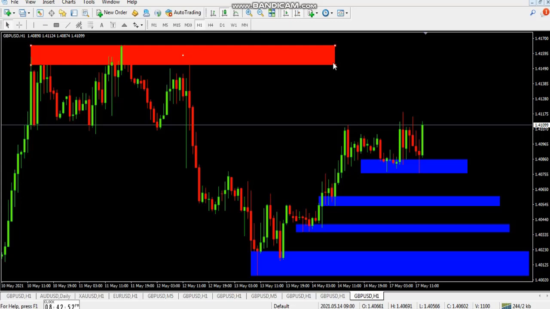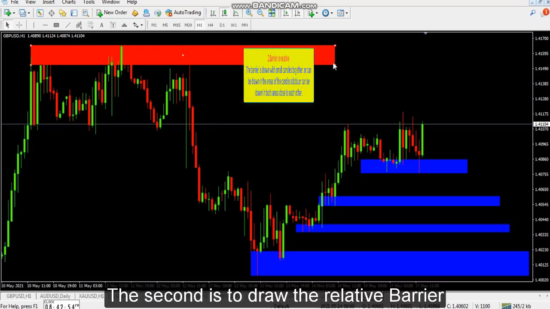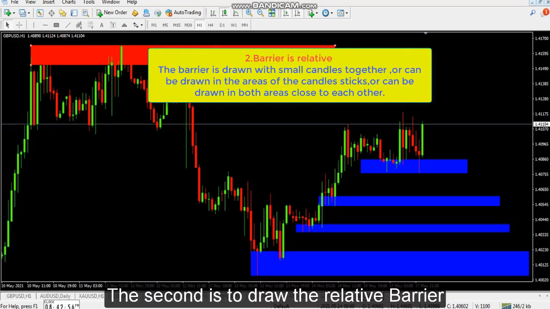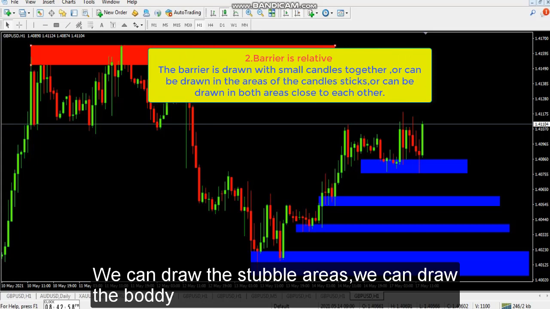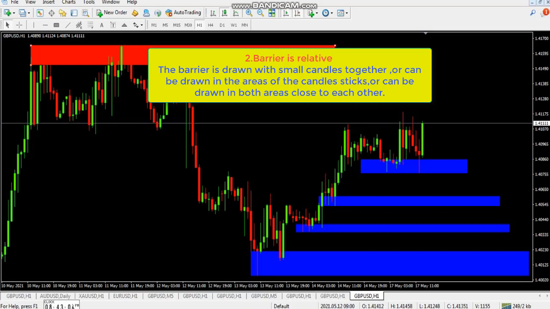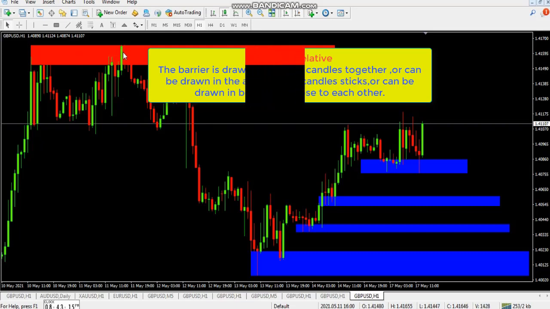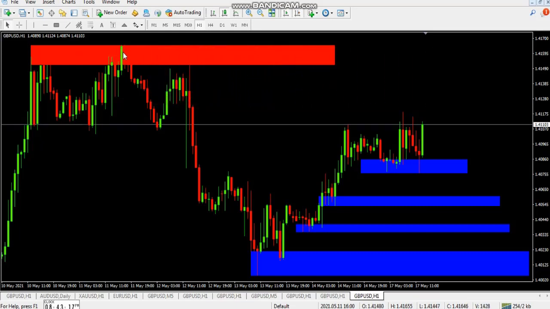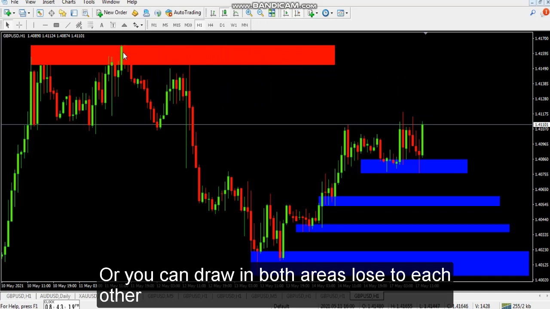The second is to draw the related barriers. We can draw the stop area here. We can draw the bodies. Small candles. Or you can draw each box area close to each other.